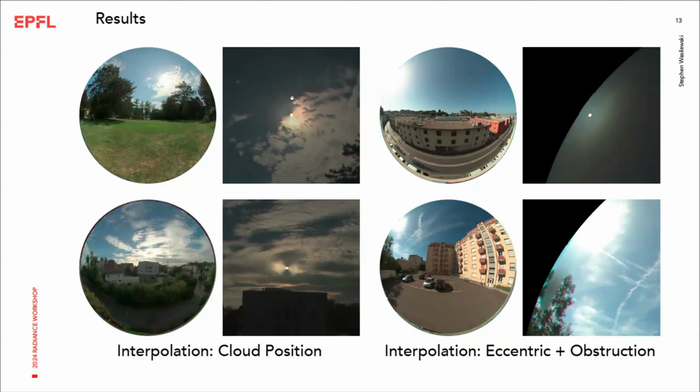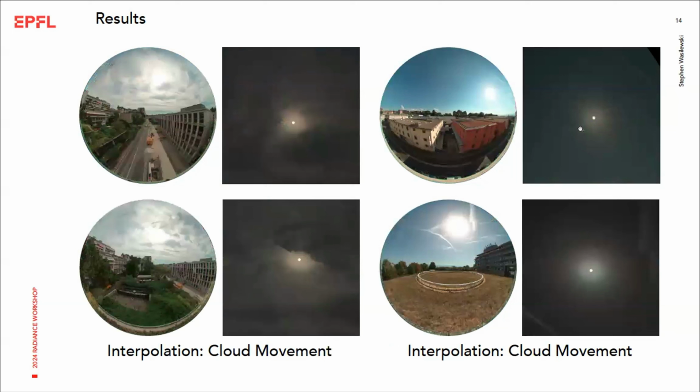Depending on the cloud position, you can get lucky and it looks pretty good, or you get this weird bow tie effect. When it's really eccentric, that interpolation area gets big, and so that is more likely to run into trees. But if you don't have trees there, then you can get a pretty nice result. And same thing with clouds moving. If the clouds are moving quick, but you get lucky, it looks okay. But if they're moving quick and it changes quite a bit, then you'll get some weird artifacts.